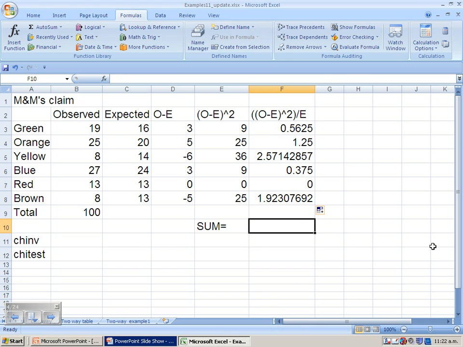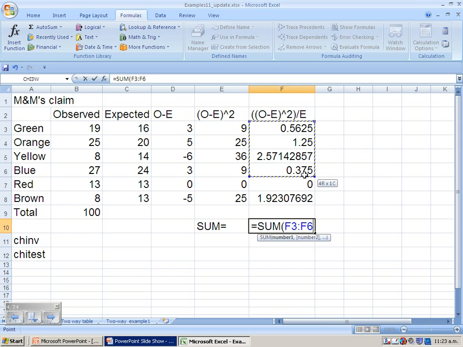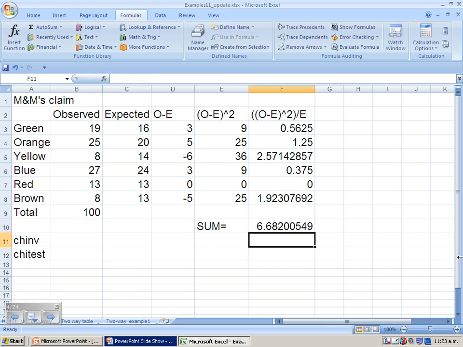For the chi-square value, we need to take the sum of those. So we take the sum formula, taking down our cells, getting the sum for those. This will give us the value of the chi-square statistic. So we have a chi-square statistic of 6.68 to 2 decimal places.